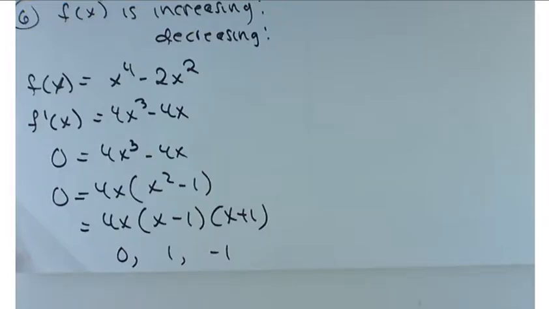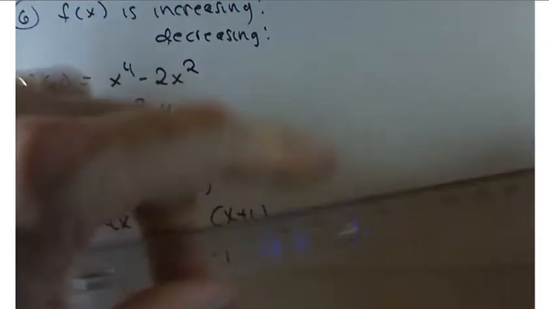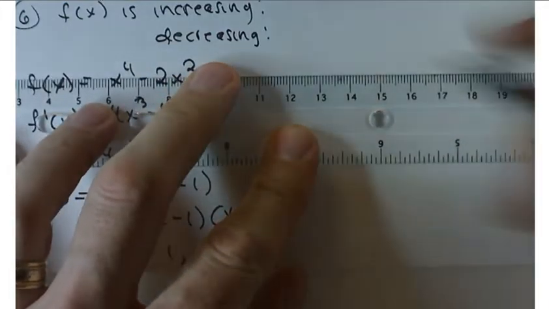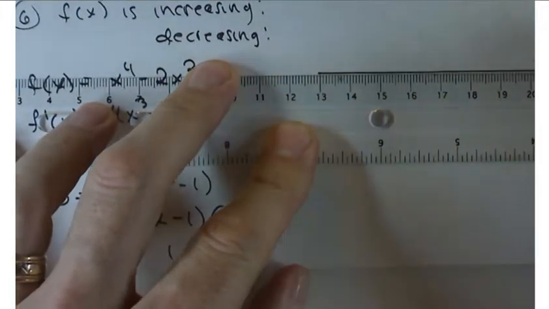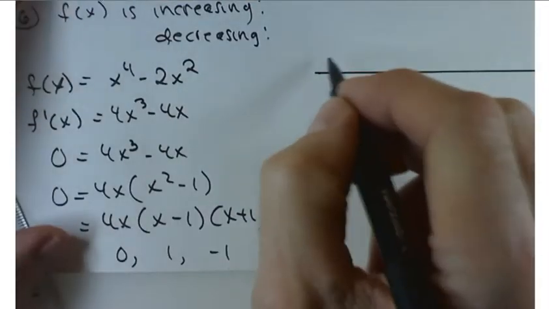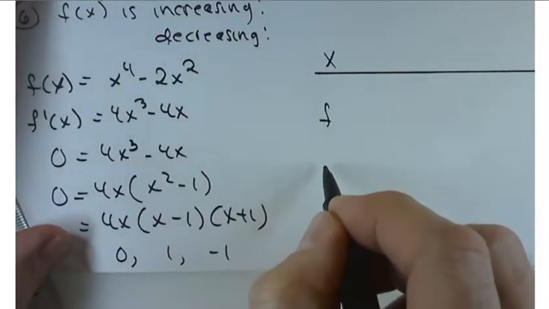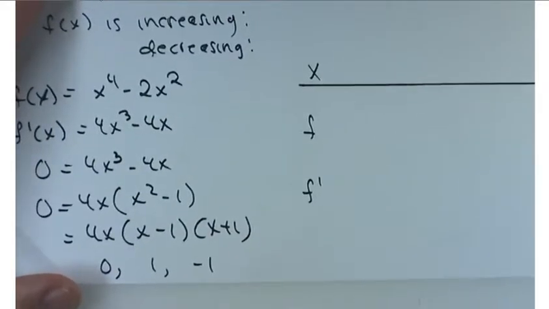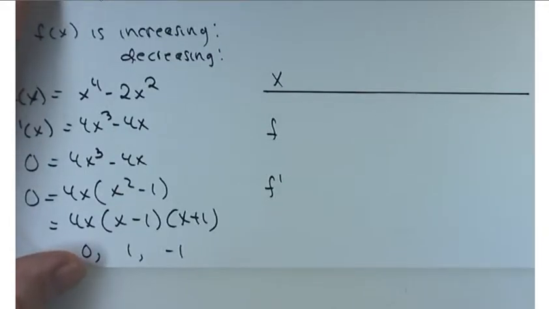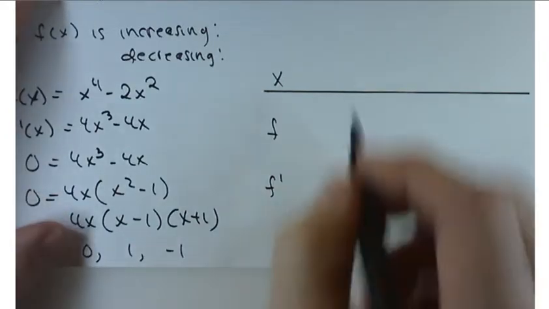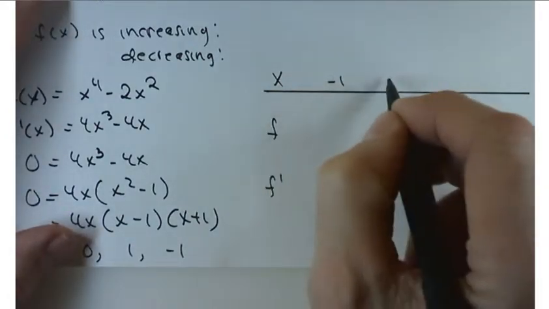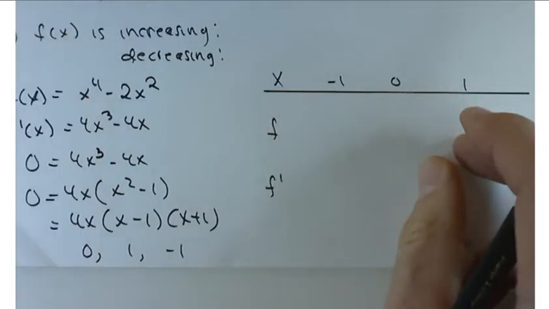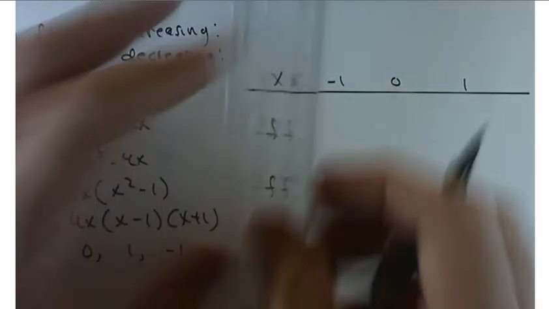But we're going to draw ourselves a little bit of a chart here. So we're going to keep track of some information: x, f, f prime. And on this chart, let's put the points that we found down here in order from lowest to highest. So negative 1, 0, and 1, moving across from left to right.